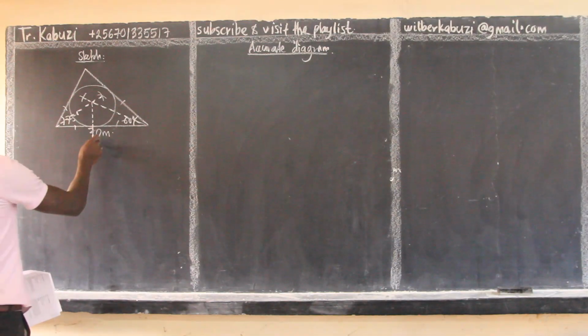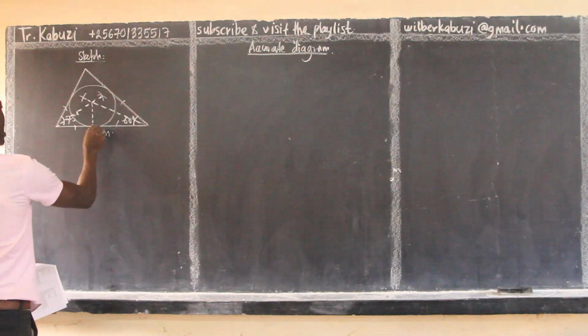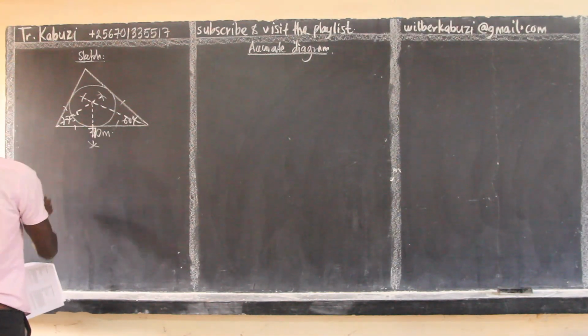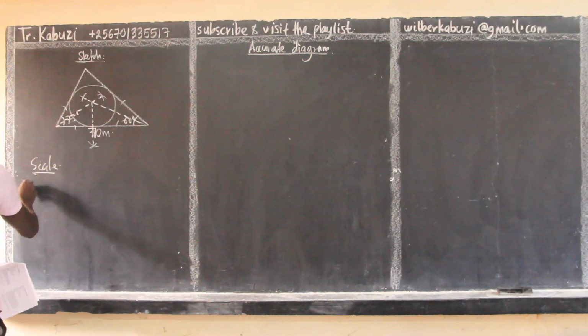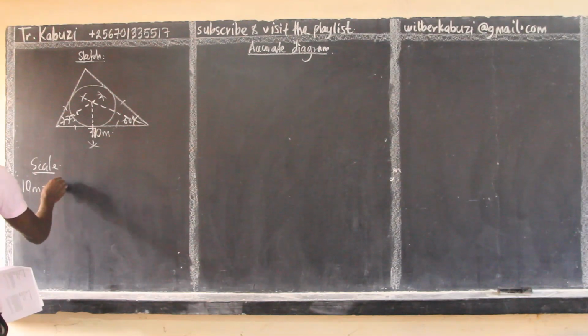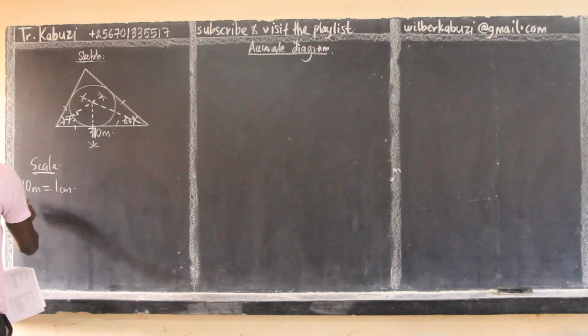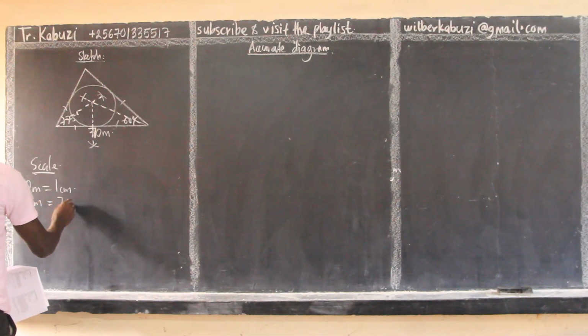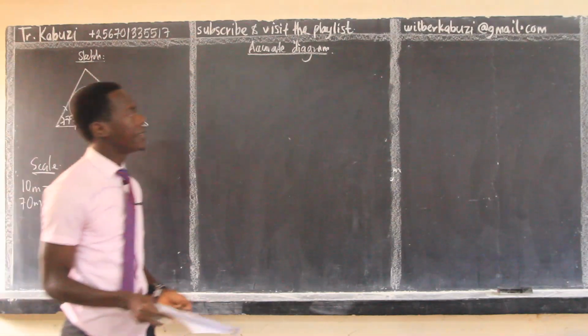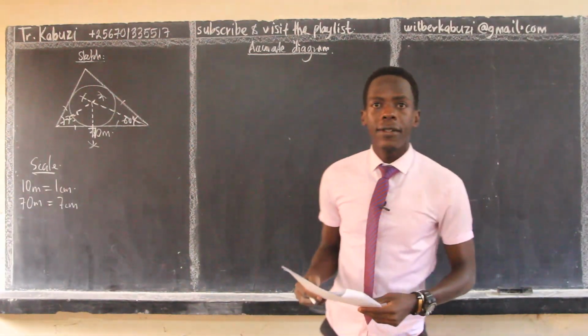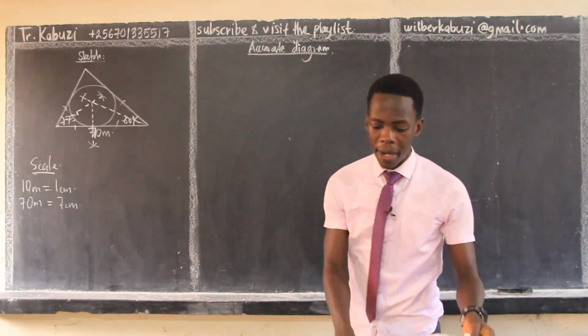First of all, we scale the 70 meters. Here we have 70 meters. So the scale, here we can say 10 meters equals 1 centimeter, meaning that 70 meters will be equal to just 7 centimeters on our scale there. Or you can just divide. Okay, so from there, what do you do?